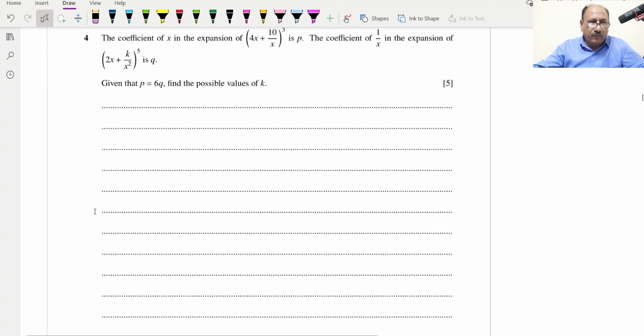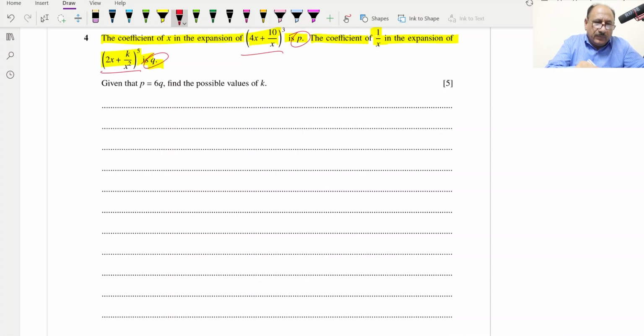Now question number 4 says the coefficient of x in the expansion of this one is p, and the coefficient of 1 over x in the expansion of this one is q. So the expansions of these two terms give p and q, and the condition they have given is p is equal to 6q. We have to find the possible values of k.